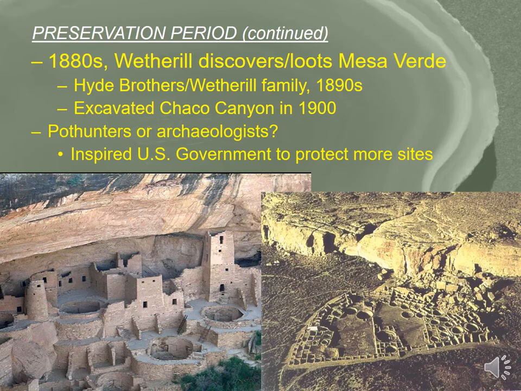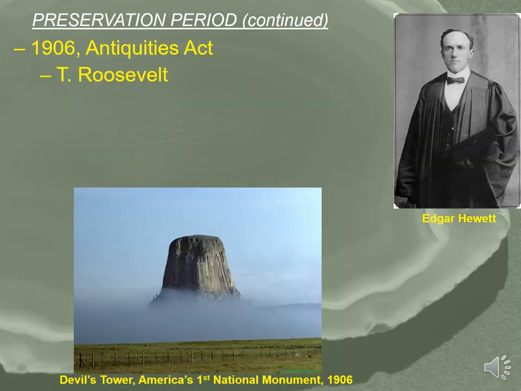So essentially what happened was that the United States government stepped forward, and in their stepping forward, they established what became the first federal government law regarding cultural resources. In 1906, this was the Antiquities Act. This was the first federal preservation law passed by the United States government.